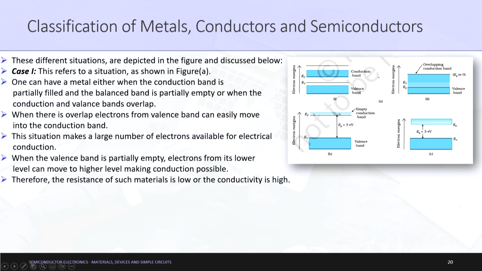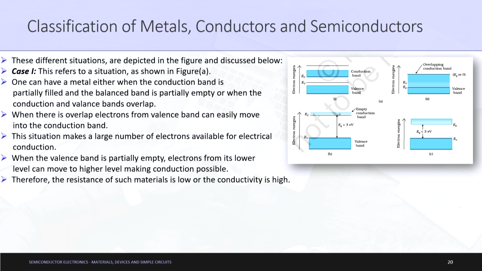Quite evident by now, the lower band is called the valence band and the upper band is called the conduction band. The bottom of the conduction band is called EC, and the top of the valence band is called EV. Let us move on with the further discussion. In the first case, one can have a metal either when the conduction band is partially filled and the valence band is partially empty, or when the conduction and valence bands overlap.